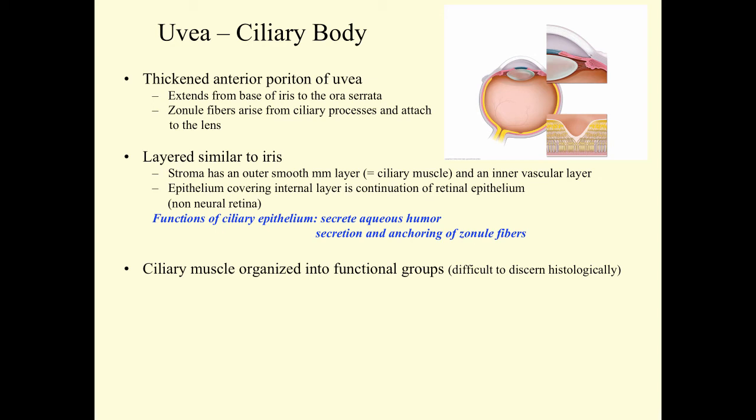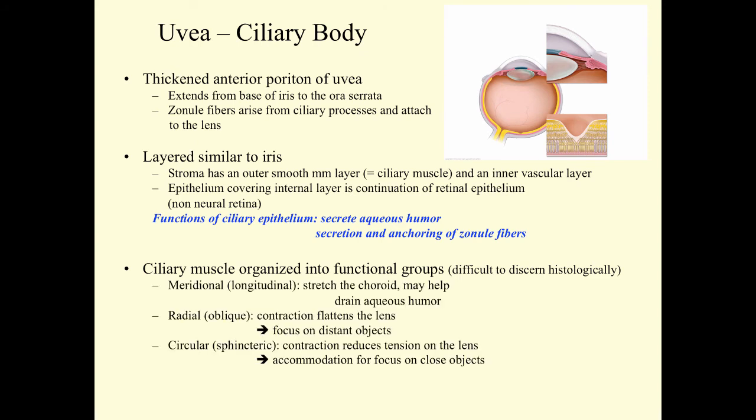The ciliary muscle is organized into functional groups, and it's difficult to discern those functional groups histologically. There are meridial groups, so-called longitudinal, and these stretch the choroid and they may help to drain aqueous humor. There's a radial or oblique group. Contraction of these muscles flatten the lens. That allows the eye to focus on distant objects. And there's a circular or a sphincteric group. Contraction of these muscles reduce tension on the lens. That allows for accommodation for the eye to focus on objects that are close by.